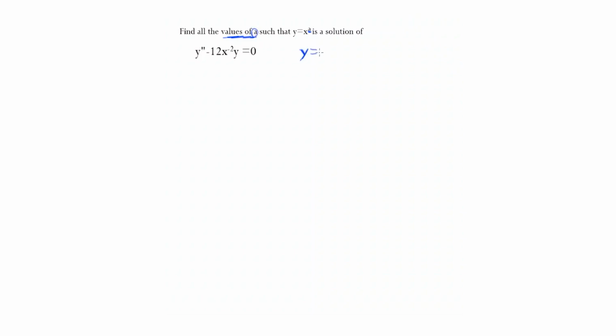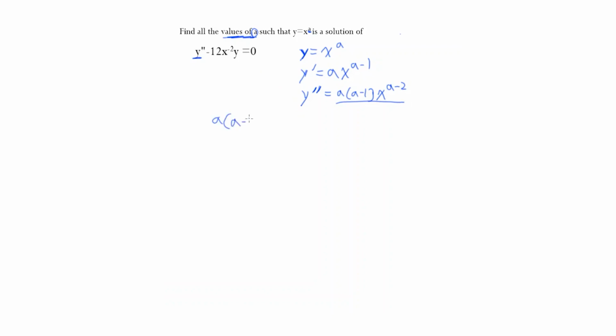So they give us that y is equal to x to the a, and we can use this to replace first y double prime. So we need to find the second derivative of y. So y prime is equal to a multiplied by x to the a negative 1, and then we take the derivative of that one more time to give us y double prime, which is a multiplied by a negative 1 multiplied by x to the a negative 2. So now we can replace y double prime over there with this over here.